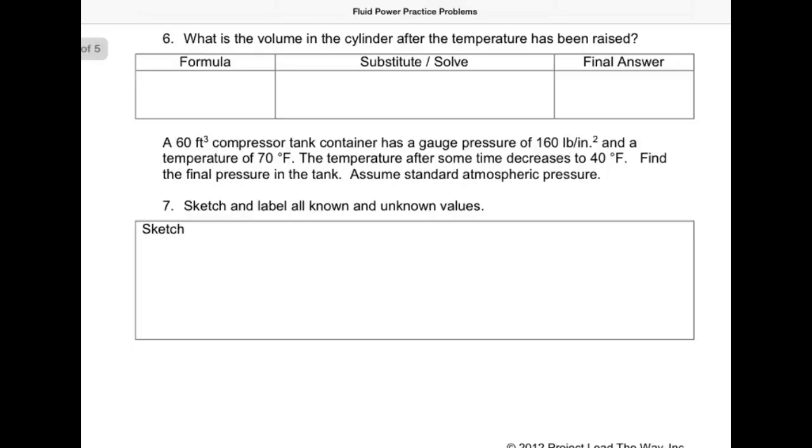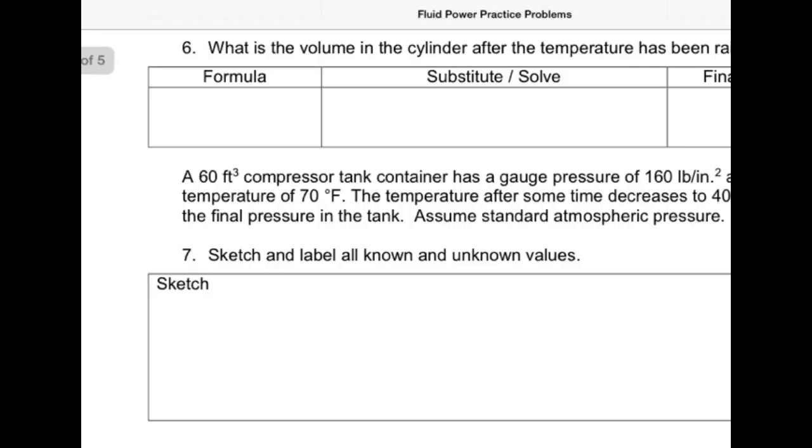Now it's asking for the volume in the cylinder after the temperature is raised. This is Charles' law. If we have a free sliding cylinder or piston, that just means the pressure is going to be the same. We're not confining it, so the pressure is not building up. It's just remaining the same. So we have Charles' law, which is V1 over T1 equals V2 over T2.